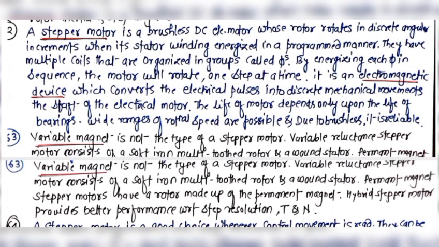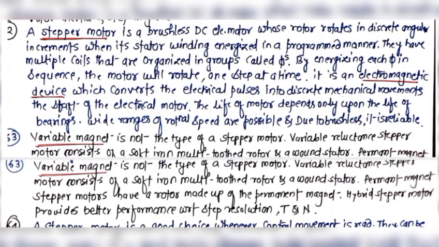They have multiple coils that are organized in groups called phases. By energizing each phase in sequence, the motor will rotate one step at a time. It is an electromagnetic device which converts electrical pulses into discrete mechanical movements.